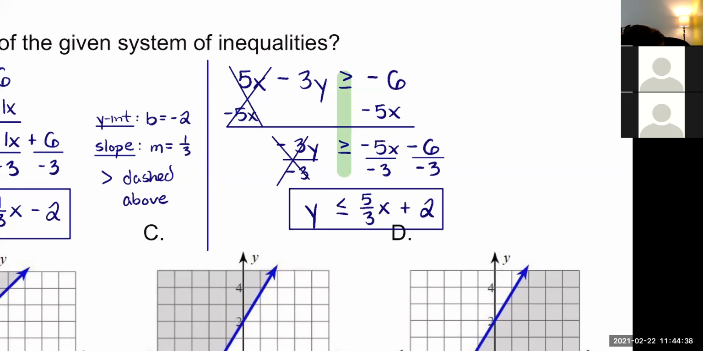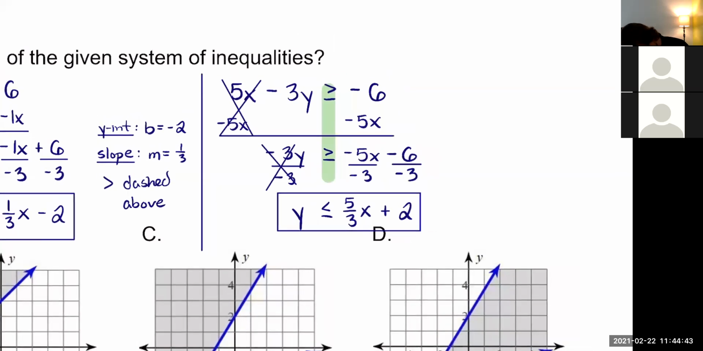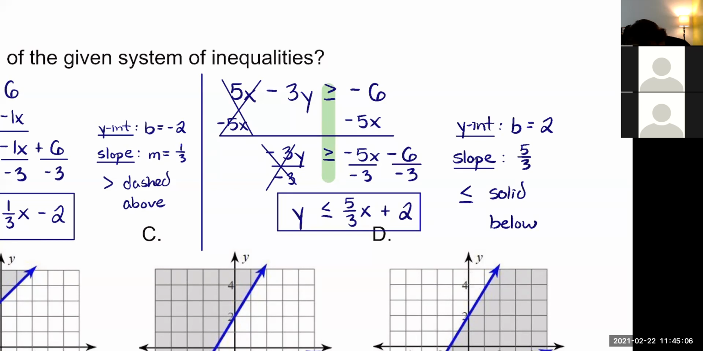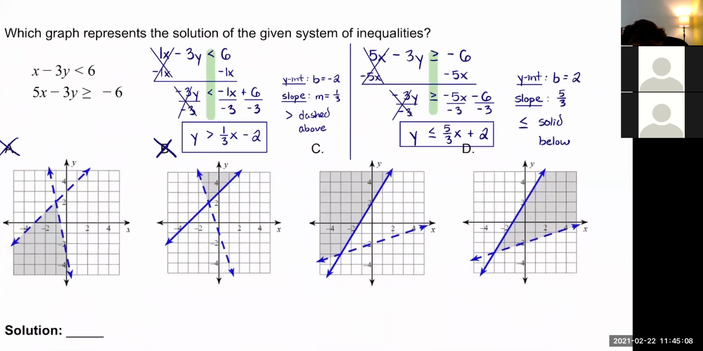From that, though, I now know that the y-intercept for the solid line is going to be at positive 2. The slope of the solid line is going to be a positive 5/3. And the inequality sign, of course, tells me that it's going to be solid, but it also tells me I need to shade below the solid line.